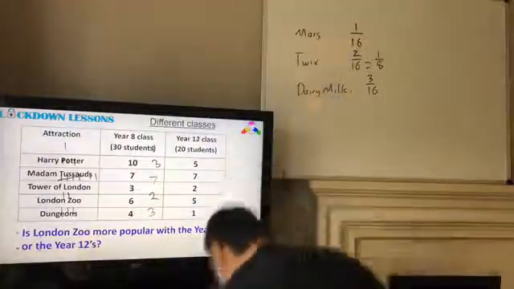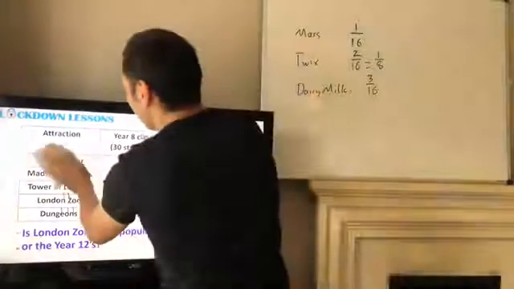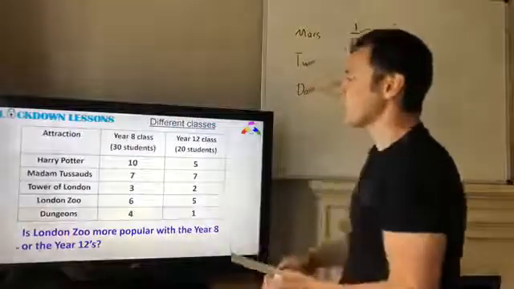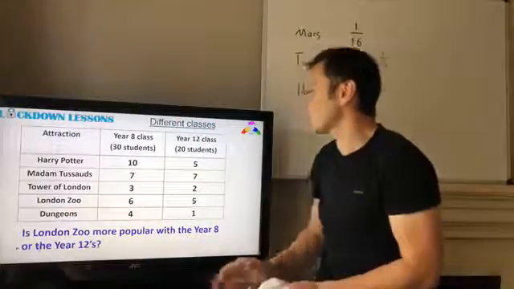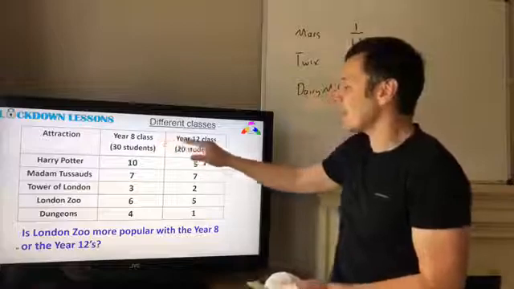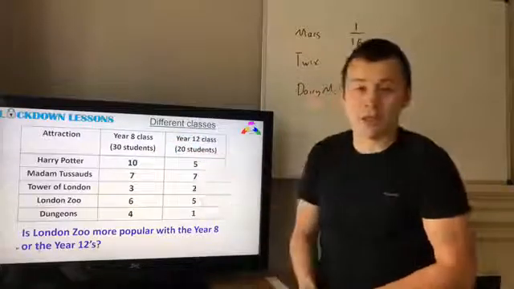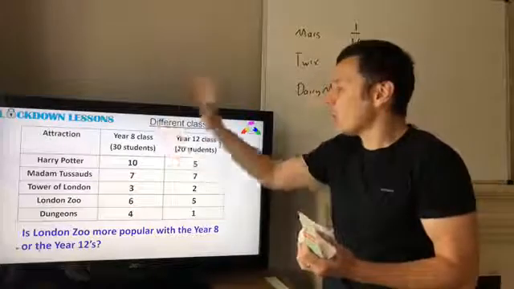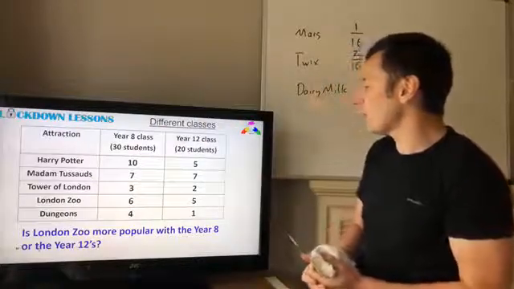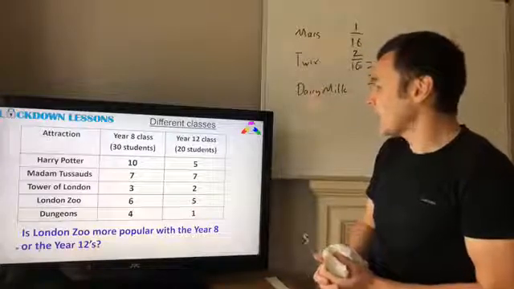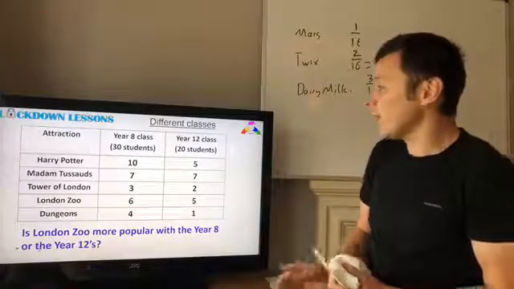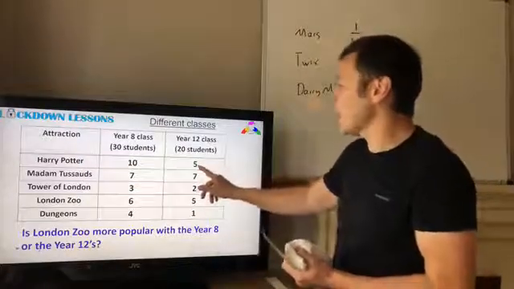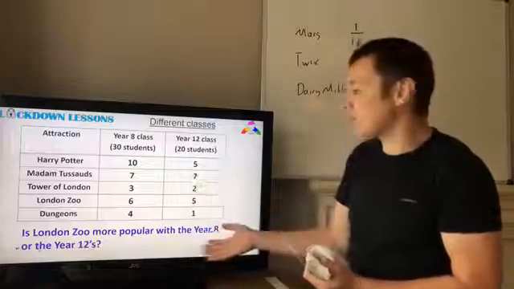Okay, similar thing, more onto a GCSE question now. This time, we've got 2 classes that go on a school trip. We've got a year 8 class and a year 12 class. They go to London on a trip, and they like different things. So we asked them at the end of the trip, what was your favourite attraction out of the school trip? 10 people from year 8 said Harry Potter, 5 people from year 12 said Harry Potter. So those are the different answers there.